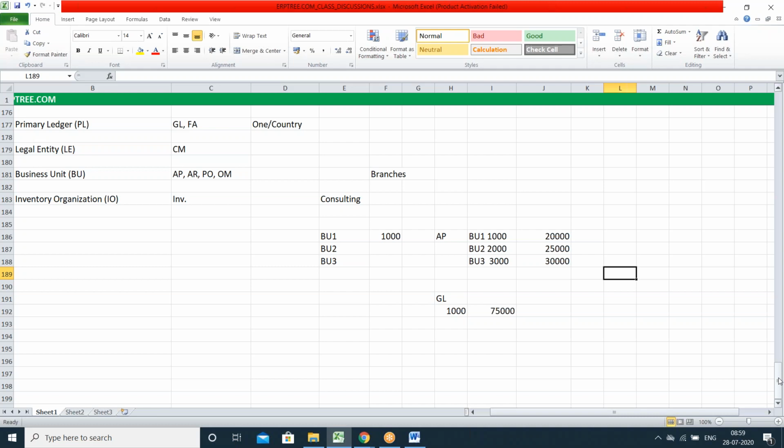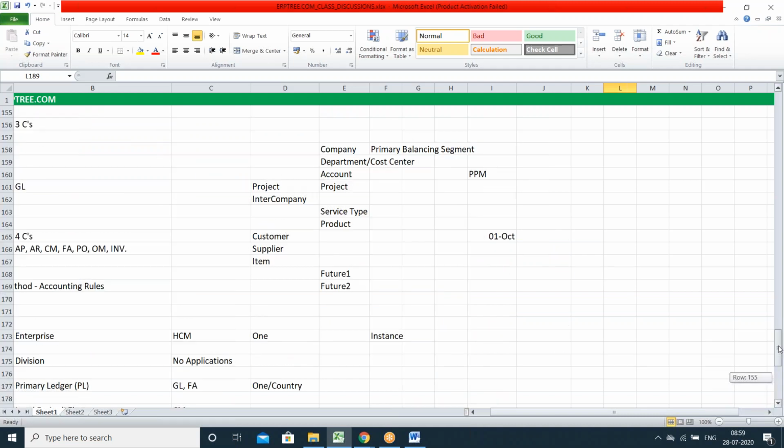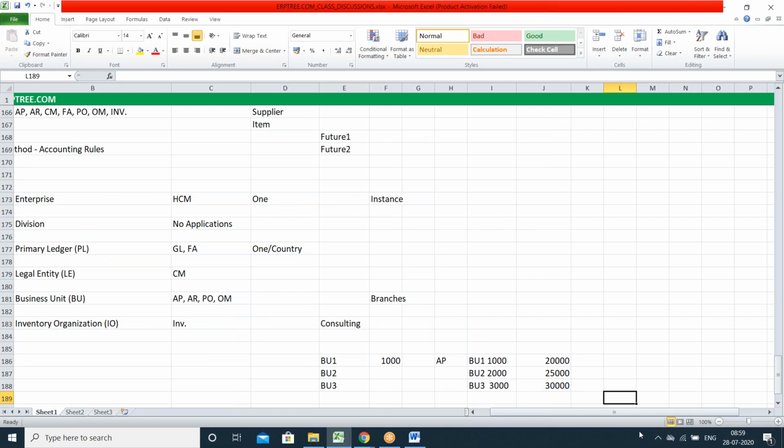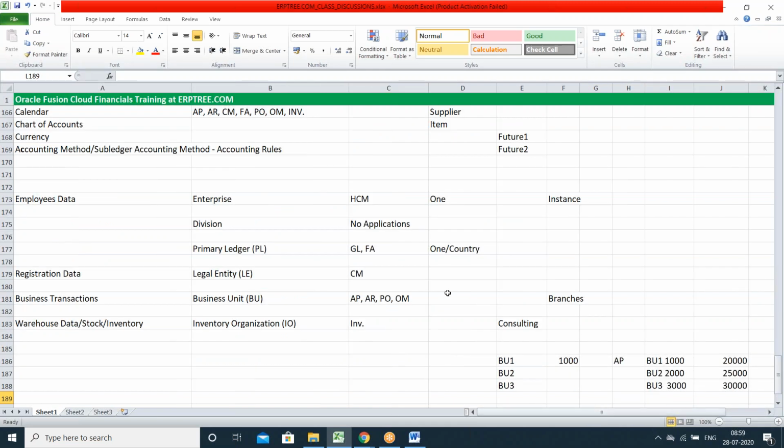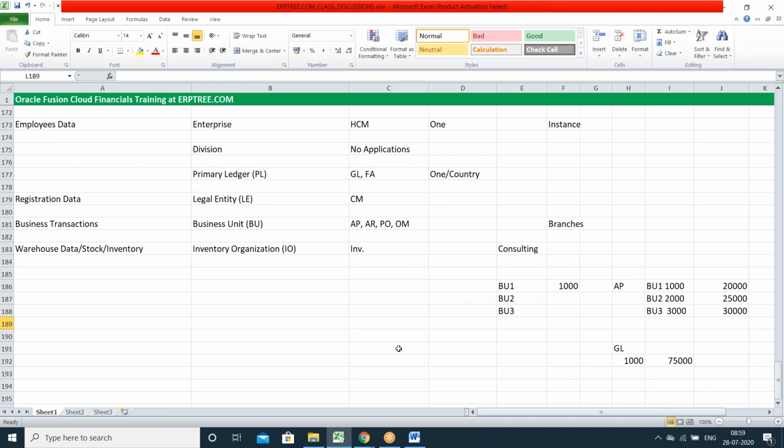Any other questions from anyone, please? Lakshman, from a registration point of view, how are a legal entity and business unit related? Because business unit is a physical location, from what you said, right? So legal entity, how are they related basically?